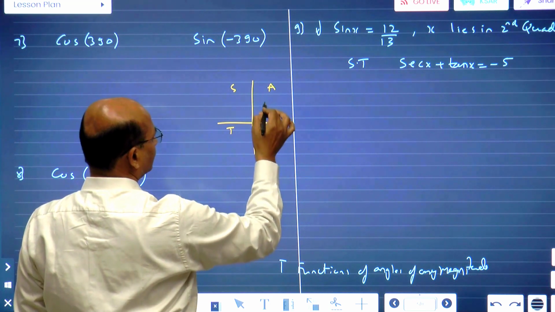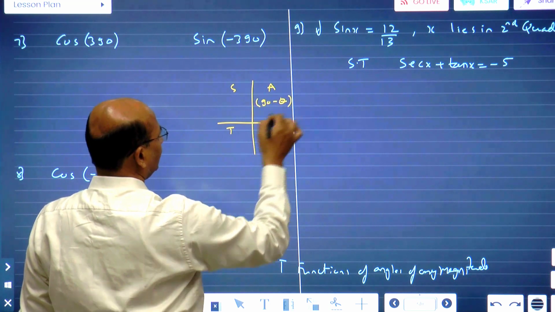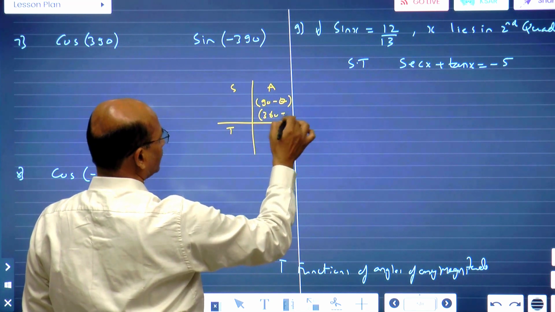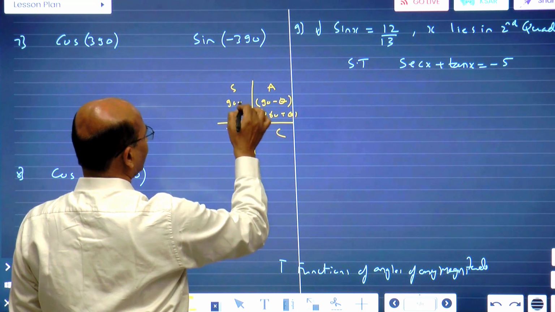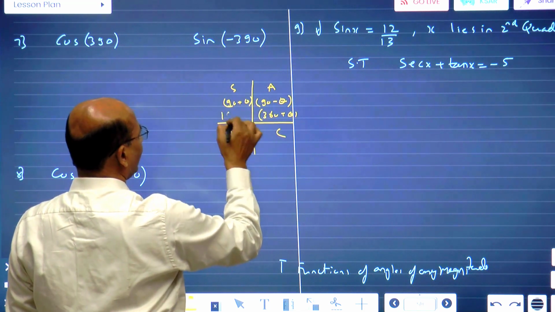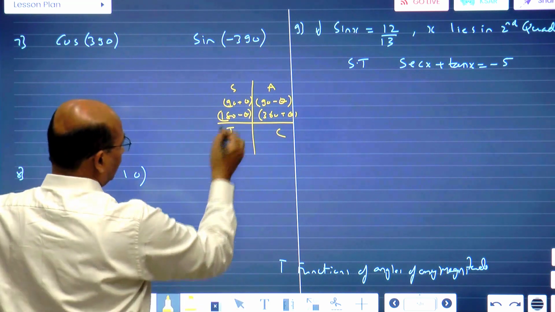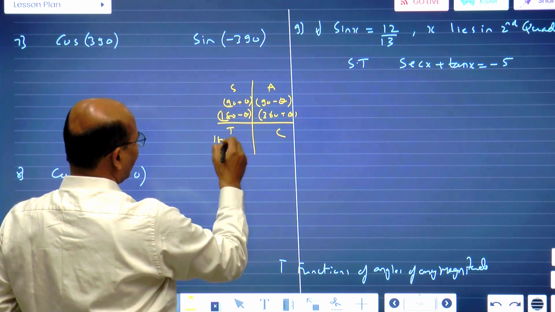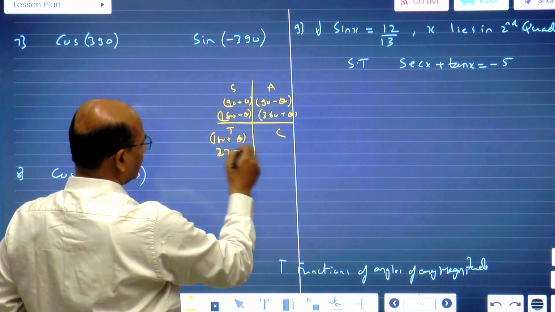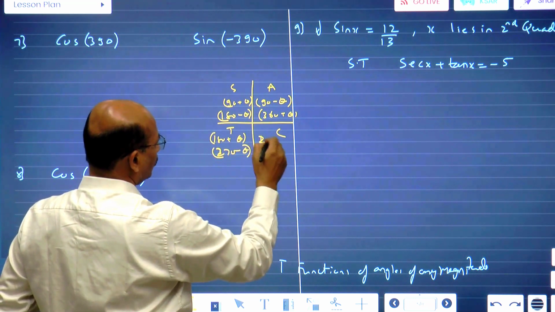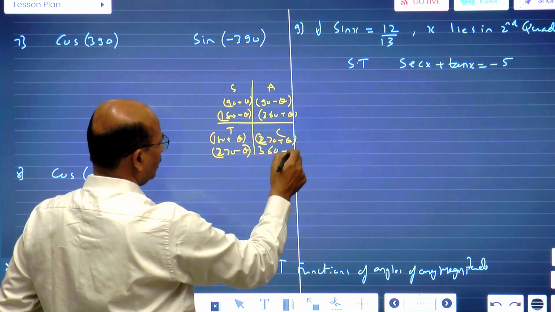Now remember, this is 90 minus theta. This is 360 plus theta, right? This is 90 plus theta. This is 180 minus theta. The second quadrant can be written like this also. This is more than 180, so 180 plus theta, and this is 270 minus theta. This is 270 plus theta, and you can write it as 360 minus theta.